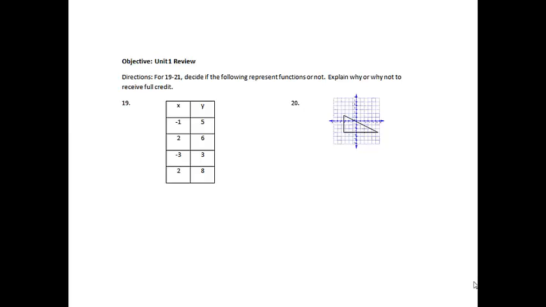Right, we are now on Unit 1 review. Directions for 19 through 21. Decide if the following represent functions or not. Explain why or why not to receive full credit. So we'll say yes or no, and then we will tell why.